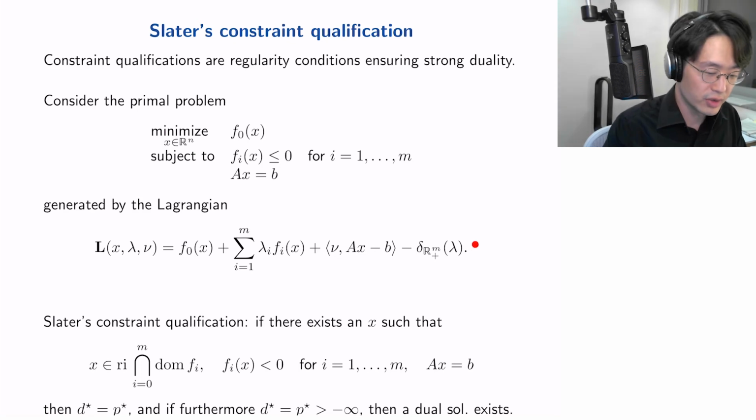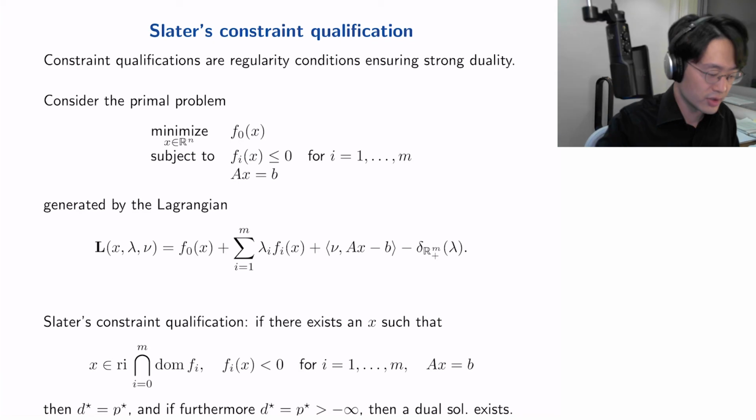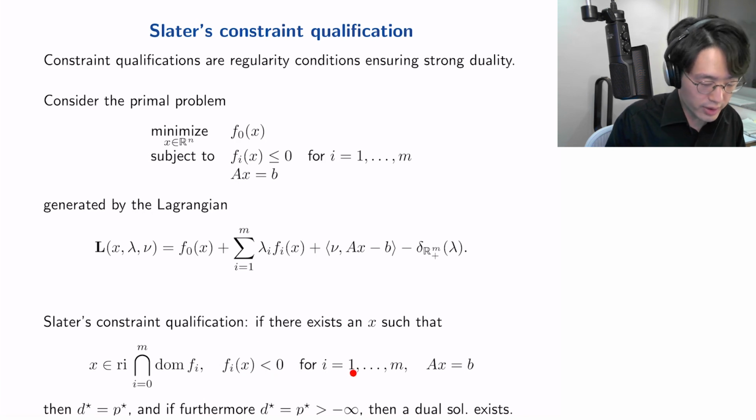This Lagrangian is the one that arises in the usual convex Lagrange duality. Slater's constraint qualification states that if there exists an x within the relative interior of the intersection of the domains of all the fi, and furthermore, fi(x) is strictly less than 0 for i from 1 up to m, and x also satisfies the linear equality constraint, then strong duality holds. So d star is equal to p star.